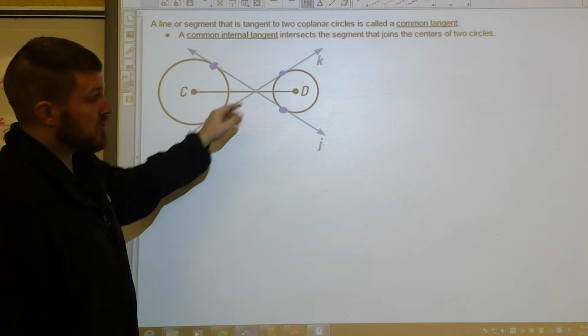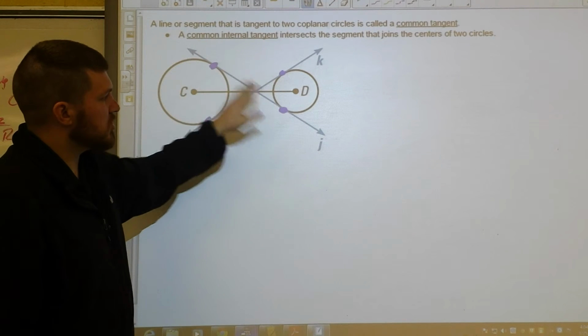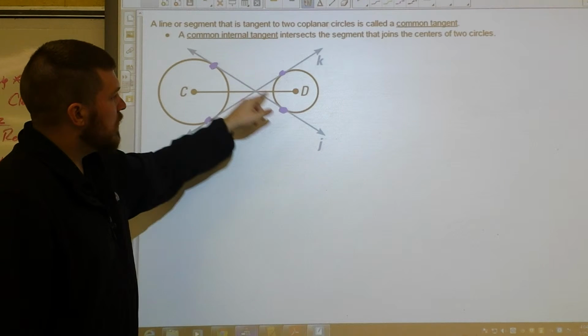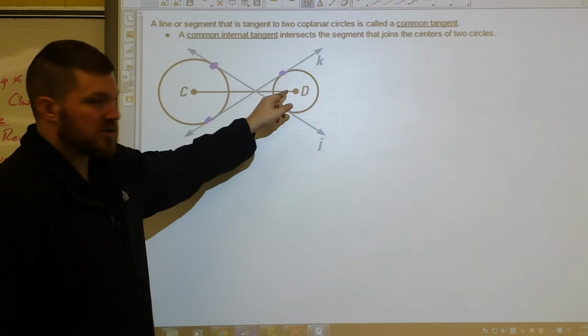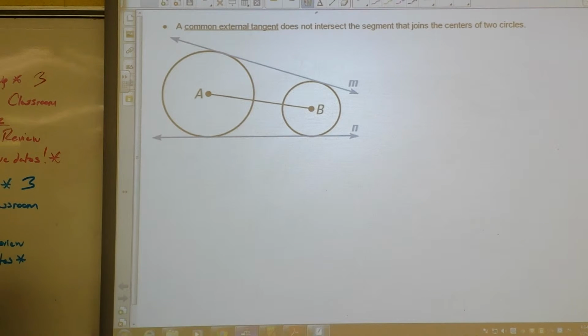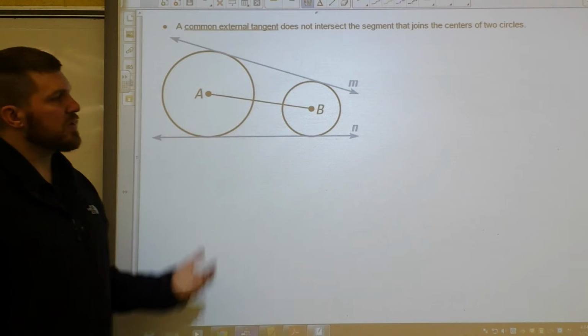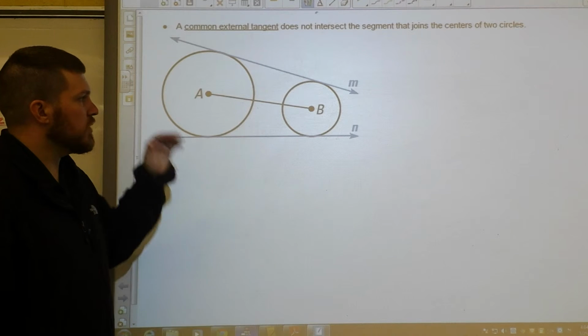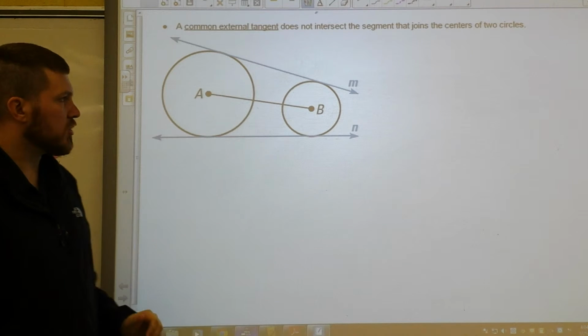They're common because they're commonly shared between both circles, and they're internal because they cross this line that connects the centers. A common external tangent is very similar to what we just saw, but this time these tangent lines do not intersect in between the circles.